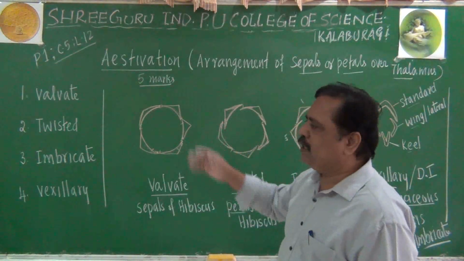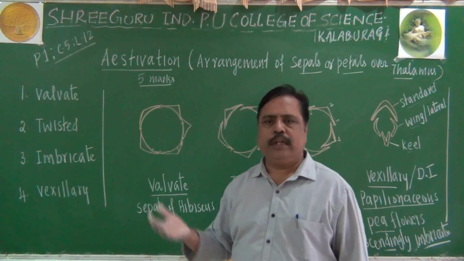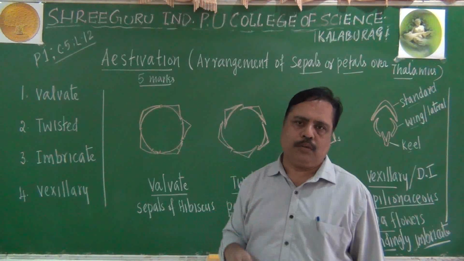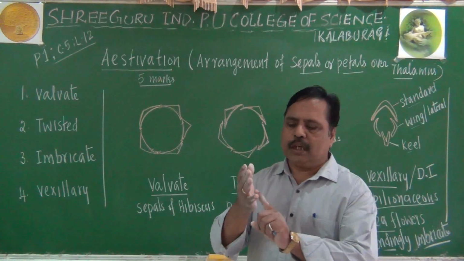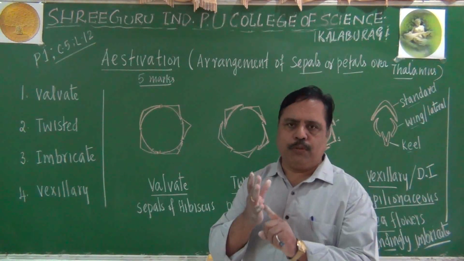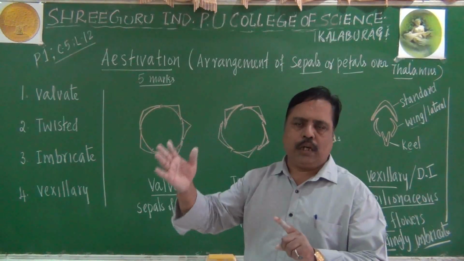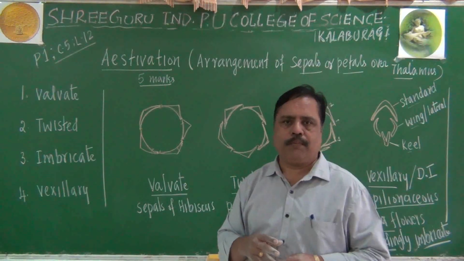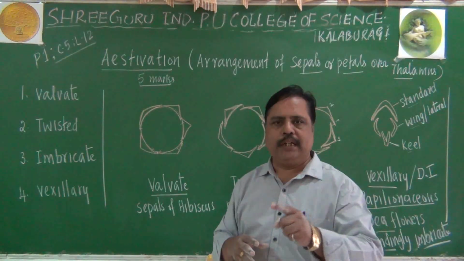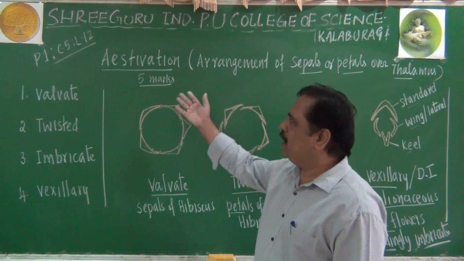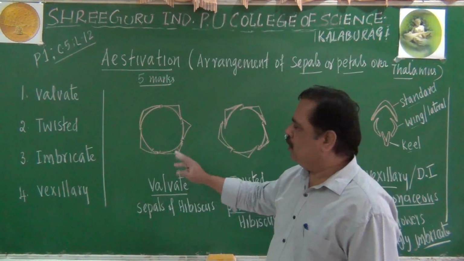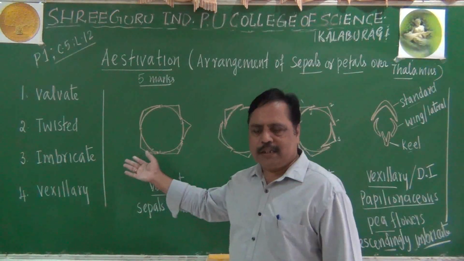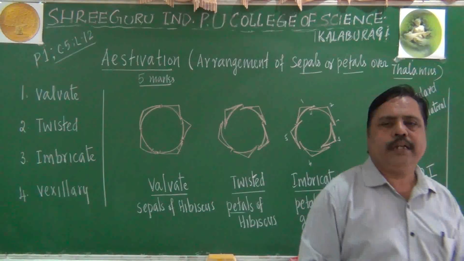So students, this is regarding aestivation. Let me stop with this in today's class. In today's class, I told you about 2 important 5-mark questions. Differentiating flowers on the basis of position of ovary with reference to other floral parts: hypogynous, perigynous, epigynous. Then I told you aestivation also: valvate, twisted, imbricate and vexillary. Let me stop with this. We shall continue in the later classes.